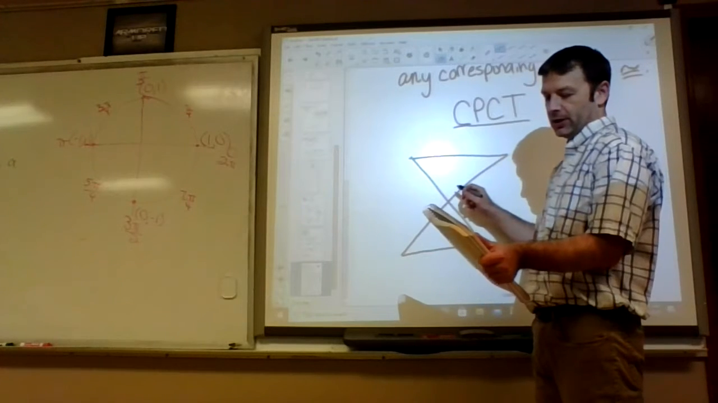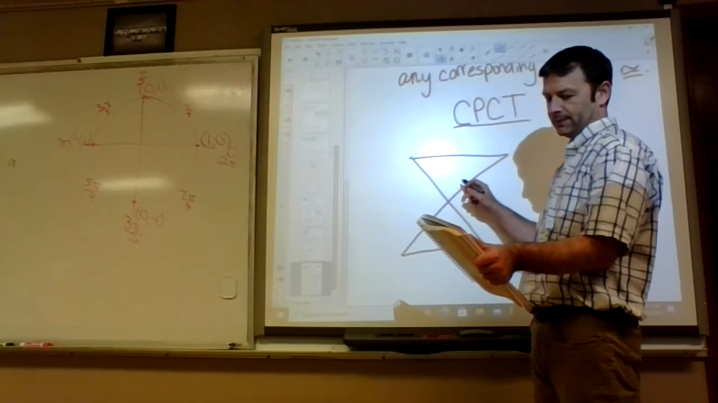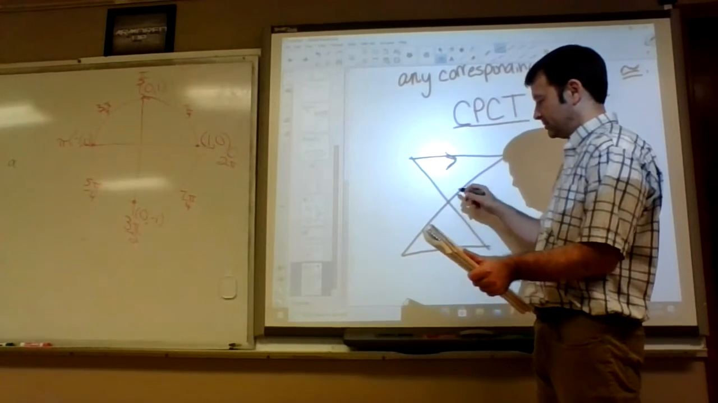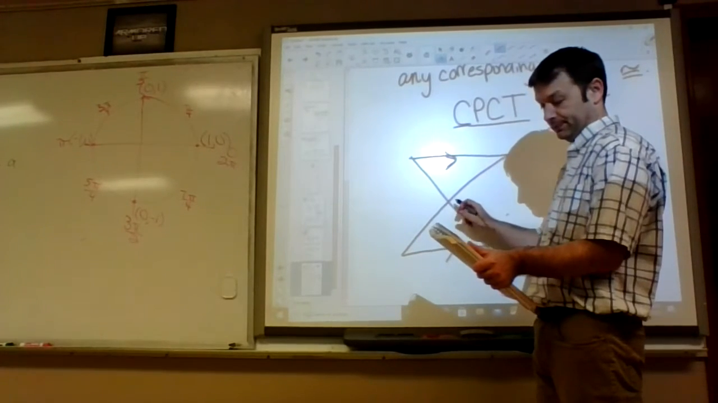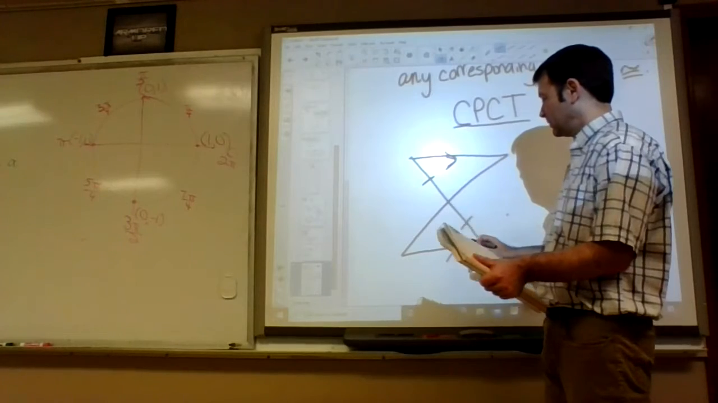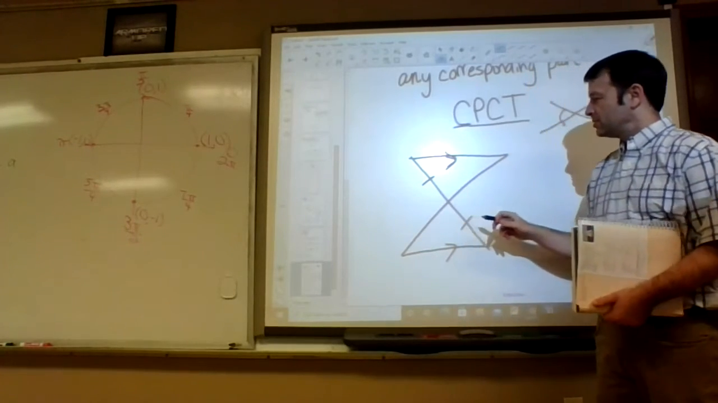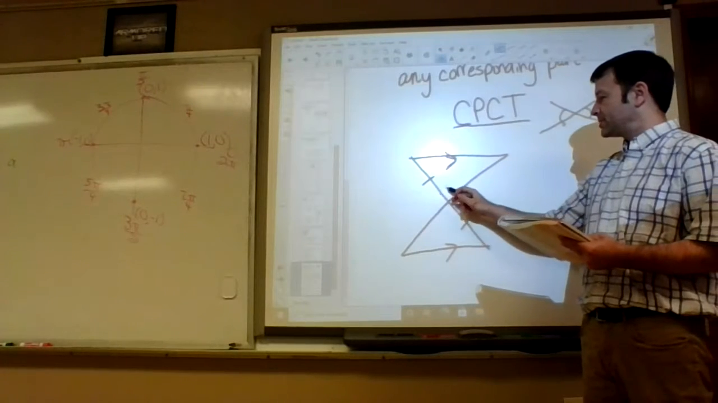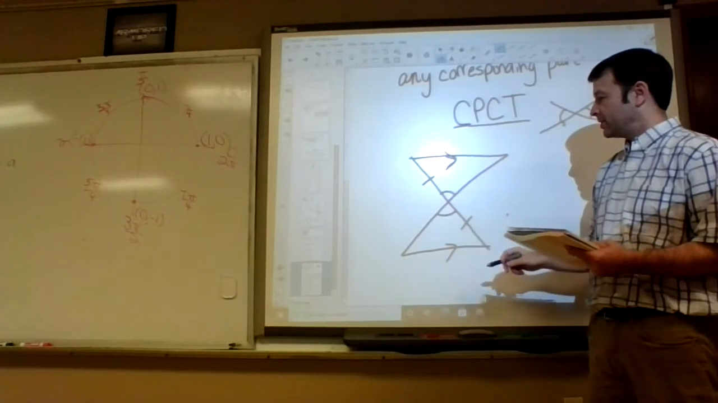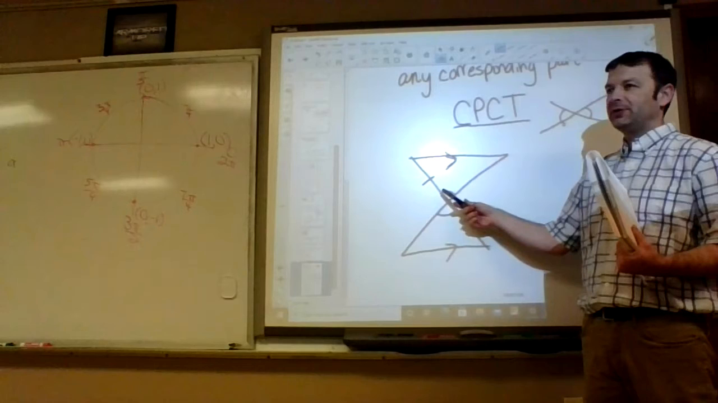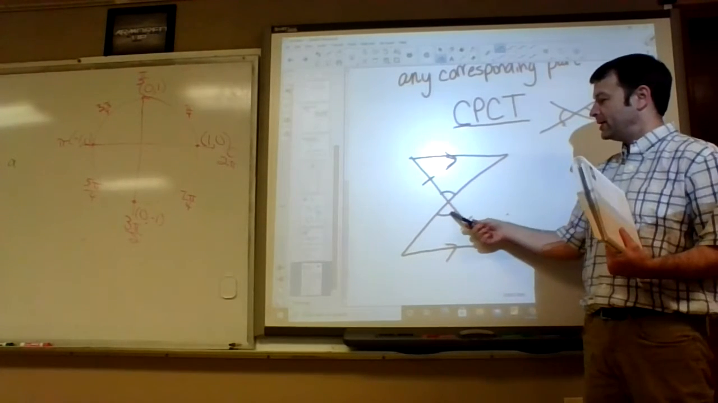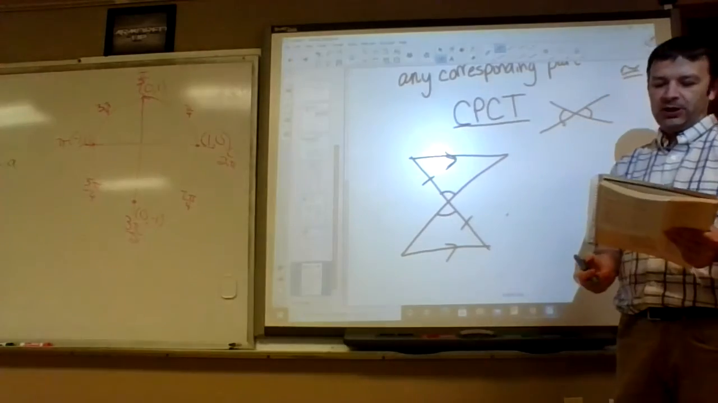Okay, we're not done. What we just said was those two angles are the same. Do we have enough to say the triangles are congruent yet? Not yet. All we have is angle, side, right? So we need one more.